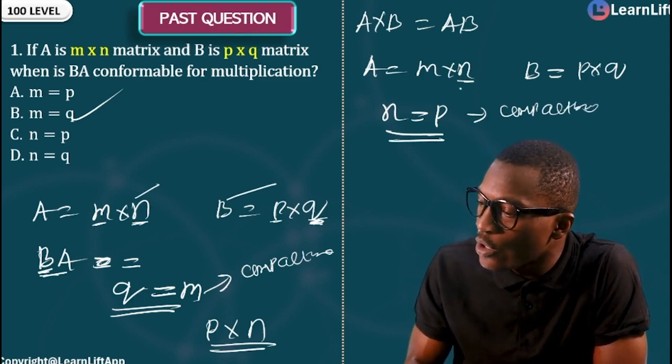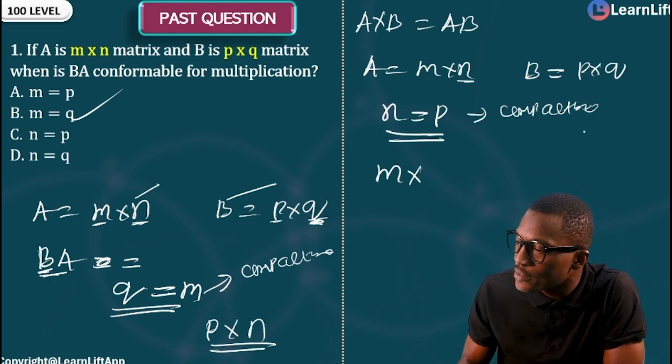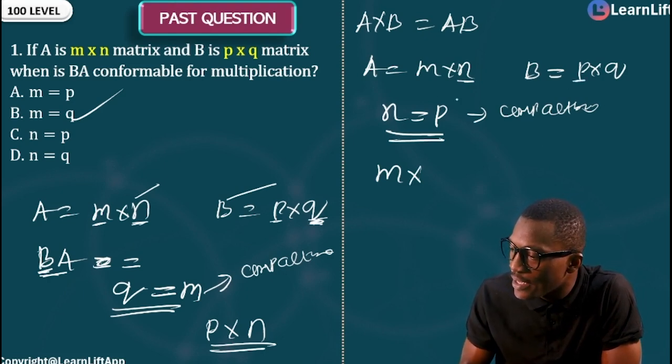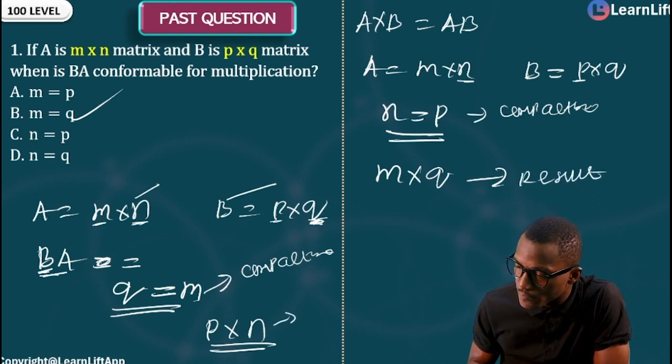What will be the result? What's left? M is left, that's it. That will be an M times, remember that you have carried M and N, so M times Q. This will be the result.